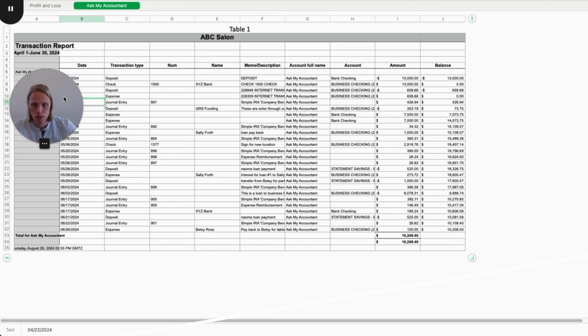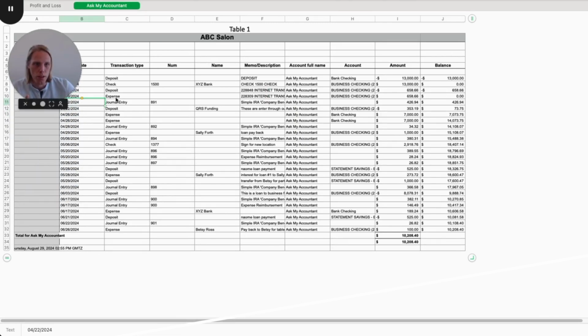So in this case, I just downloaded this and added it here. And so we can see that they have all of these different transactions that are inside Ask My Accountant. Some different transfers of money out, some loan payments, looks like some company match for simple IRA. And so these things, and I did change all these names to be anonymous: Sally Forth, Betsy Roth. None of these are real people for this fictitious company.